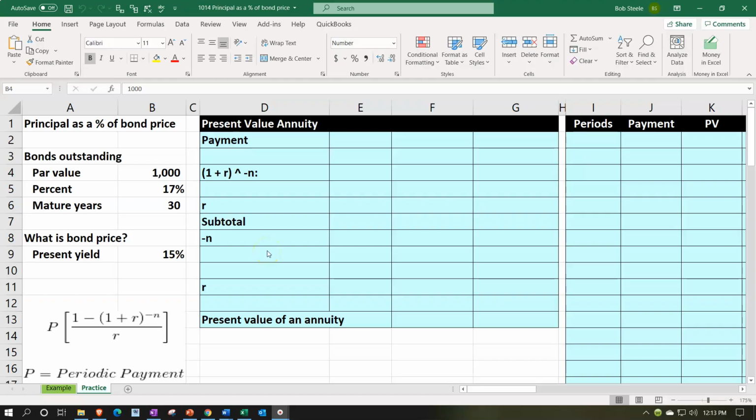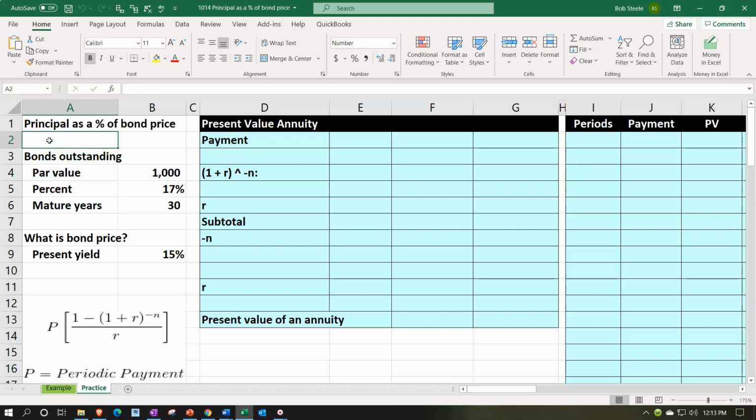Here we are in our Excel worksheet. If you have access to the Excel worksheet and would like to follow along, note that we are in the practice tab as opposed to the example tab, the example tab in essence being an answer key. We're going to have the information on the left-hand side, populating that information into the blue area on the right-hand side, ultimately looking at the calculation of the principal as a percentage of bond price.